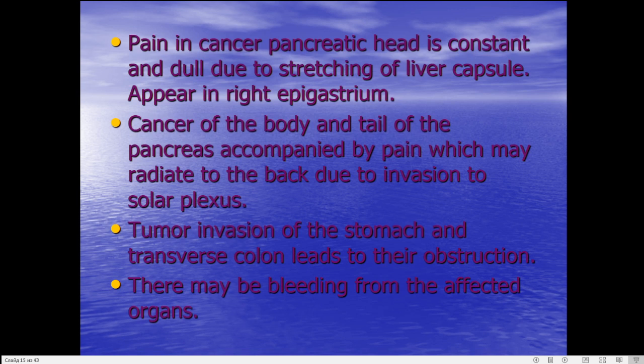Pain in cancer of the pancreatic head is constant and dull, due to stretching of the liver capsule, and appears in the right epigastrium. Cancer of the body and tail of the pancreas is accompanied by pain which may radiate to the back due to invasion of the solar plexus.